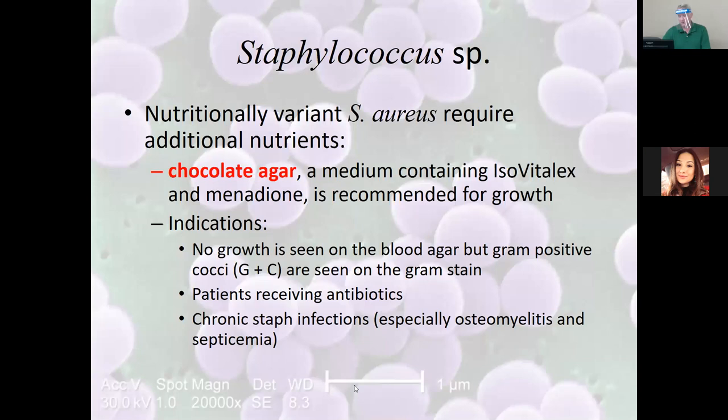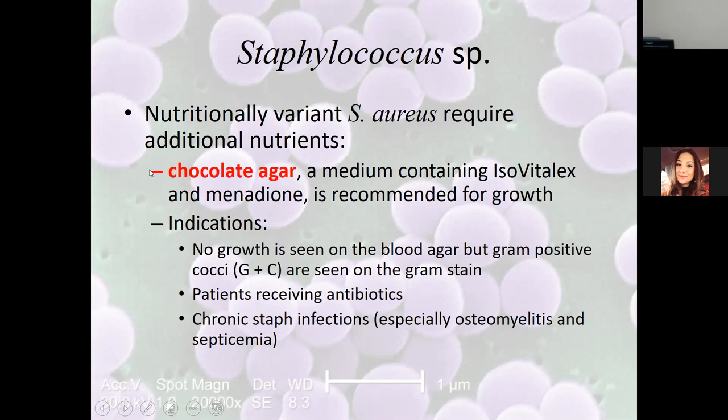We also have Staph aureus, which requires additional nutrients, and we're going to supply that Staph aureus with chocolate agar. Okay, chocolate agar is not chocolate. It's not sugar and cocoa beans. No, it just has a brown look to it, so it gets the name chocolate. Don't eat it, blink. Okay, it doesn't taste good. It is a media containing some isovitalex and hemin, okay? So there's stuff added, let's just put it that way. They add that to the chocolate agar to help Staph aureus grow, okay?